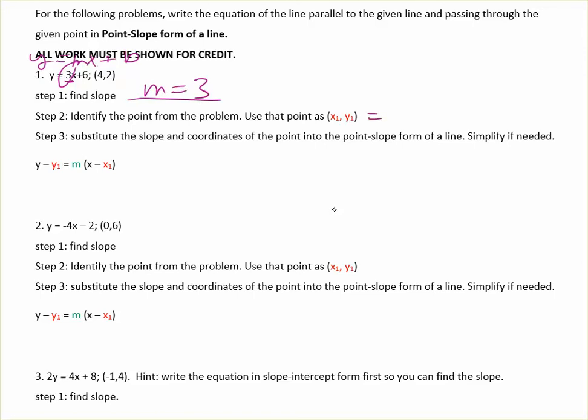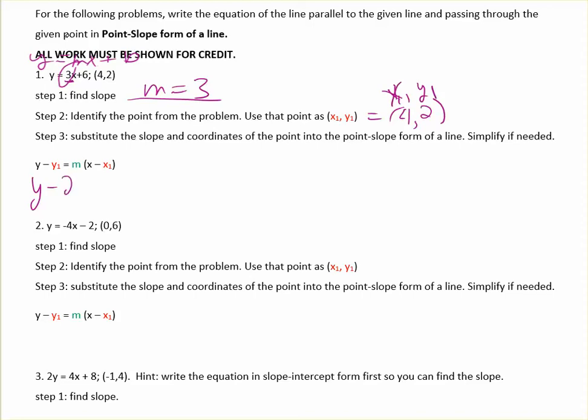Write that down. It says that they want us to find the equation of the line parallel to the given line and passing through the given point. The given point is 4, 2. It's right there. Substitute the slope and the coordinates of the point into the point slope form of line. Simplify if needed. So we are going to take y minus y sub 1. Find y sub 1. Well, this is x sub 1. This is y sub 1.